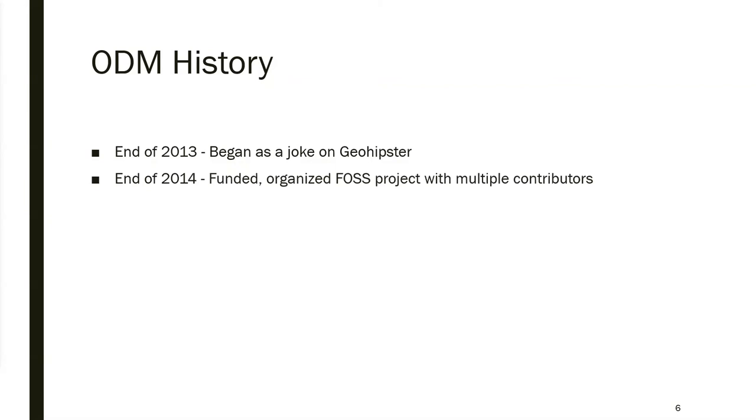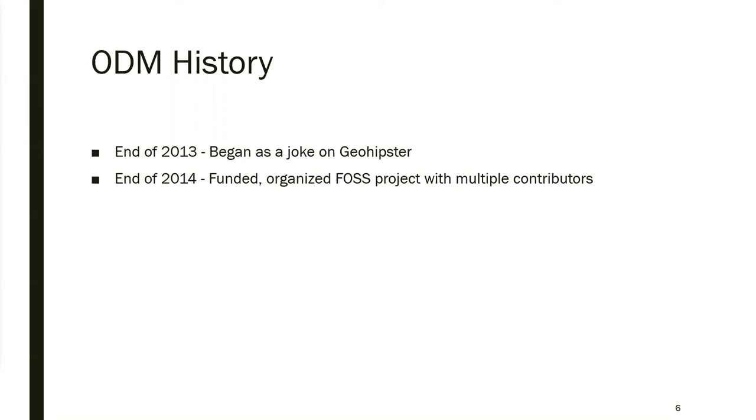Some history on the application itself. OpenDroneMap started as a joke by a guy named Stephen Mather on GeoHipster, which is an online forum for GIS nerds. At the end of 2013, he joked that what was happening in the GIS ecosystem and with drone hardware and drone photography would lead to something along the lines of what was happening with OpenStreetMap. It was just put forward as a New Year's resolution kind of prognostication.